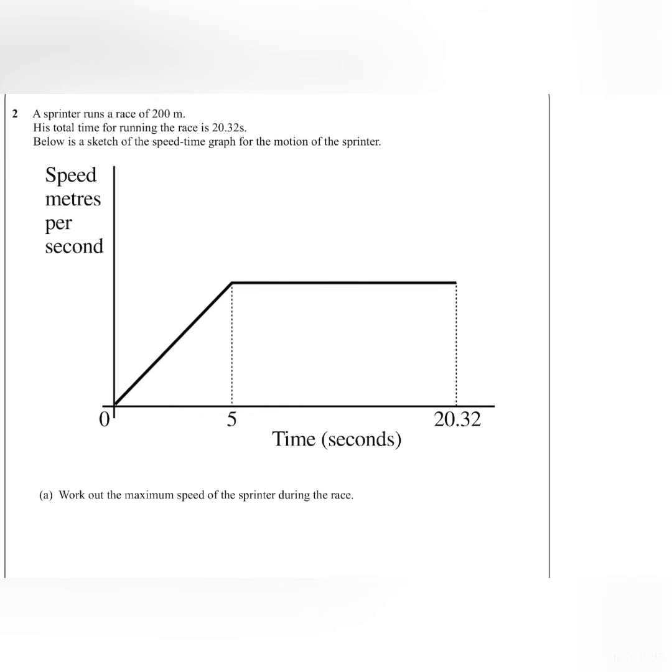Okay, question number 2 says a sprinter runs a race of 200 meters. So they have already given us the distance for this question, which is 200 meters. And remember, the distance is the area under the graph. We're given a graph here, and the first part of that graph is a triangle, and then we have a rectangle. It says work out the maximum speed of the sprinter during the race. Now the maximum speed would be at this point over here, so basically working out the height of the rectangle or the height of the triangle.